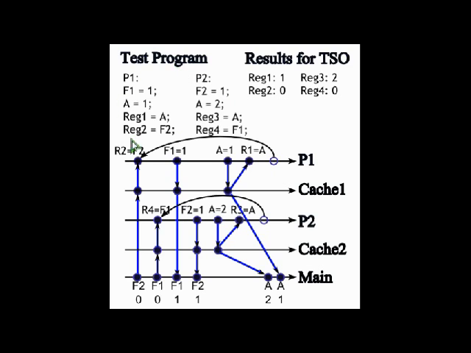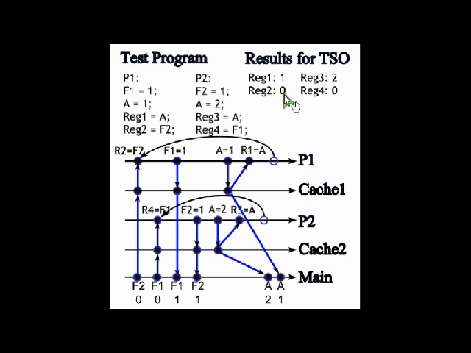So this is the program. And these are results that are possible with the TSO memory model. And they're actually quite surprising results. If you look at the order of the program, it writes this flag, then writes this location, then reads the location, then reads the flag from the other processor. The other processor does the same, reading the flag from the first.